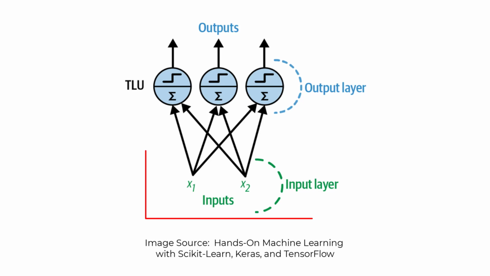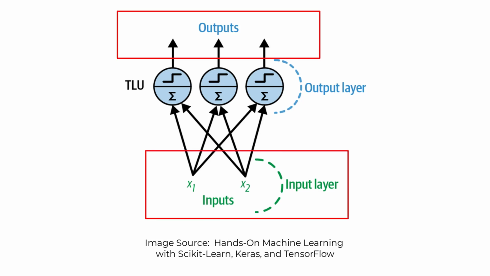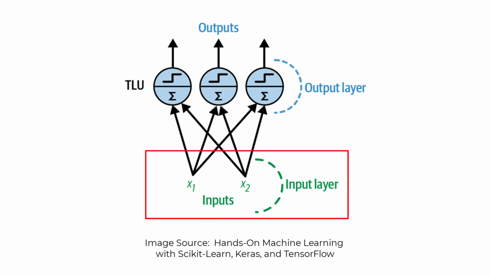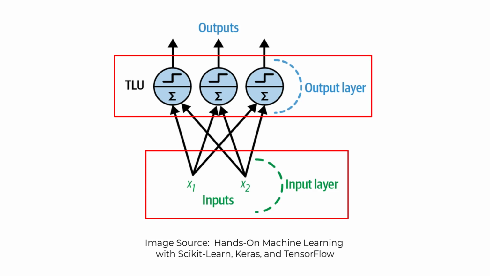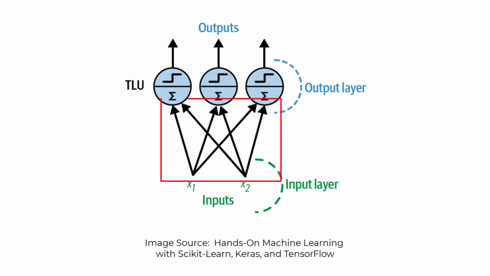Look, there are 2 inputs and 3 outputs in this image. The layer with the inputs is called the input layer, and the layer with the TLUs that produce the outputs is called the output layer. Notice that all of the inputs are connected to all neurons. A layer like this is called a dense layer.